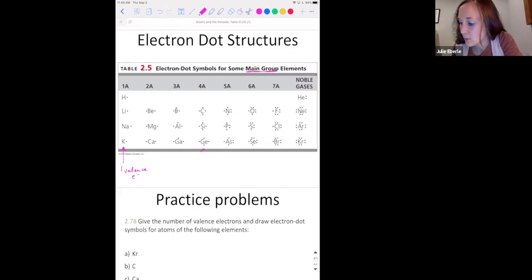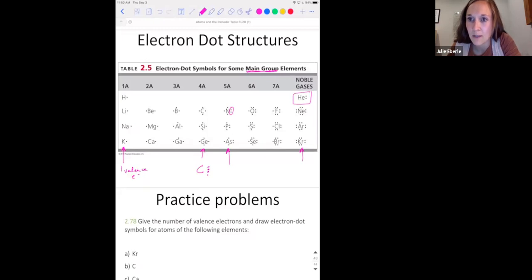So that's why for group 4, we don't draw a carbon like this. Okay, we spread out, we put 1 dot on each side. And then once we hit group 5, we only have 4 sides. So then we start to double up, and you can put 2 on one side, okay? And then group 8, they have 8 valence electrons. So you're going to put 2 dots on each side. The only exception here is helium. Helium has 2 valence electrons, all right?